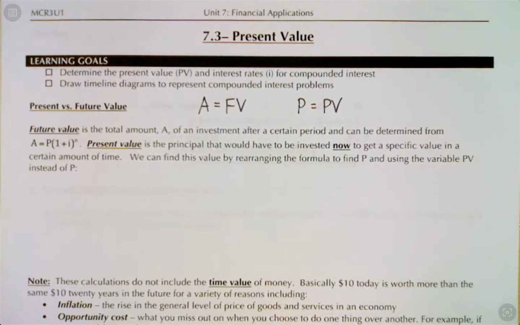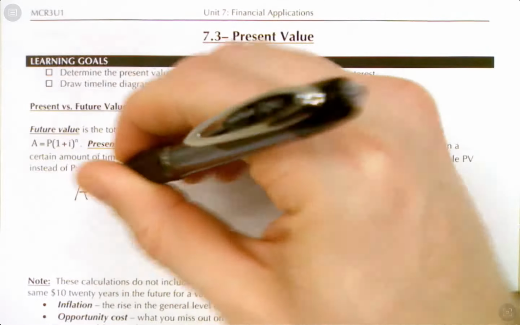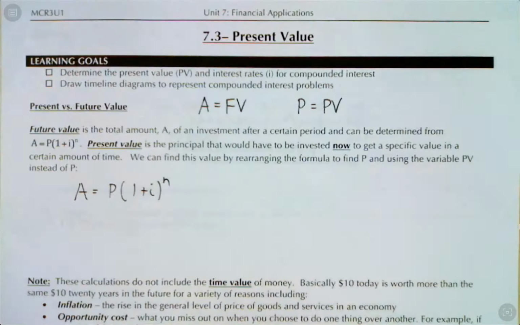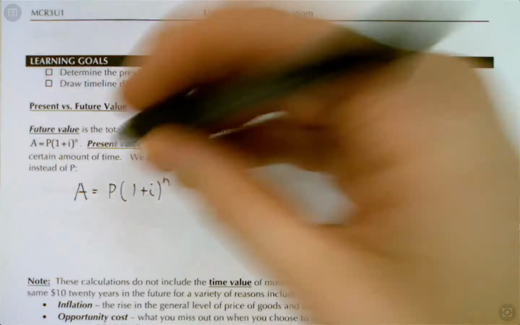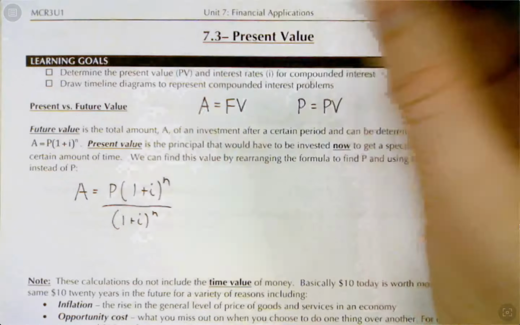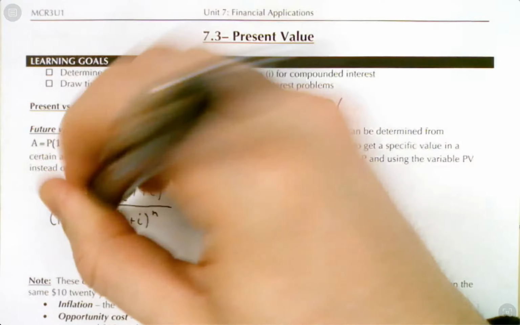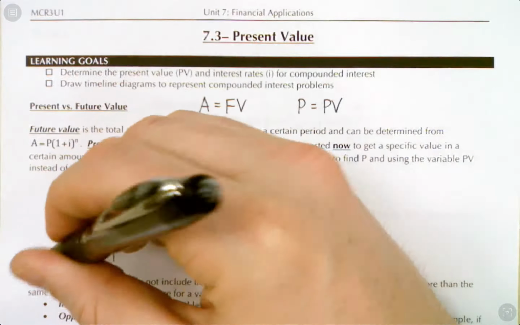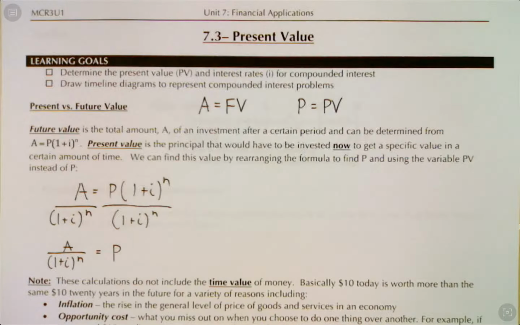Well, basically, we just rearrange the equation we used yesterday for compound interest. This is the equation we used yesterday. If we want to solve for the principal, we've got to divide away this bracket with the exponent. If we do that, we do it on both sides. And we end up with this. And that is an equation for present value.